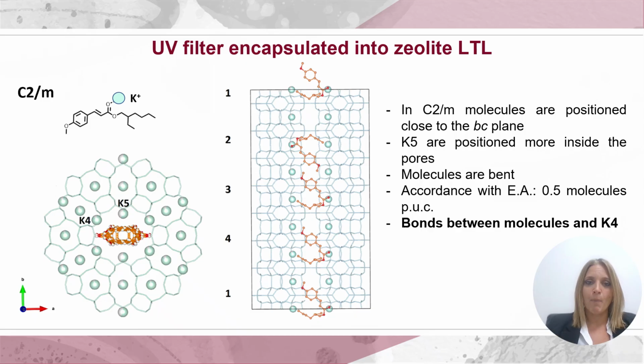We were able to localize the molecules, which now cluster near the bc plane. We also notice a shift of the potassium atoms closer to the center of the channel due to the presence of the molecules, and we were able to quantify the molecules, which is around 0.5 molecules per unit cell. We can also see that the molecule is not straight along the channel, but a little bit bent, and this is really important because it also allows longer distances between molecules.